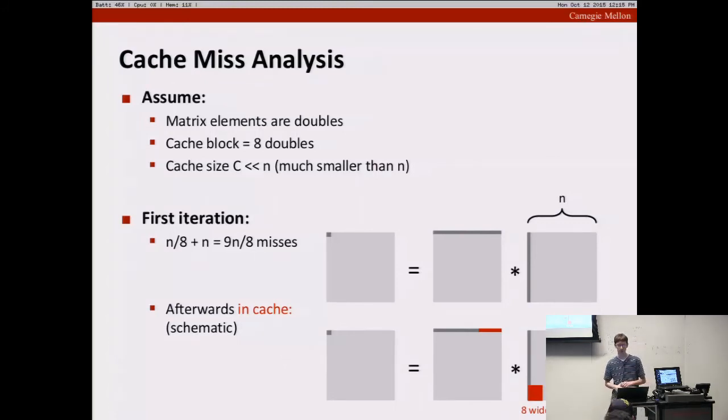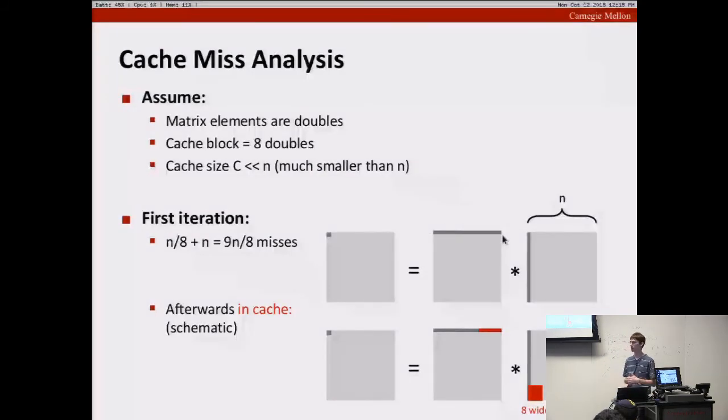We don't have nearly enough space to just load the whole thing up. So the first iteration, we want to know, how many misses are we going to get when we calculate this. So we have this line of matrix A, the first row. Every time we load up the first one, our cache block is 8 doubles, so that's going to load up the first 8 things in this row. And then when we get to the 9th thing, we miss again, but it loads up the next 8. And then when we get to the 17th thing, it misses again, but it loads up the next 8. So in order to load up this row, we're going to have n over 8 misses.